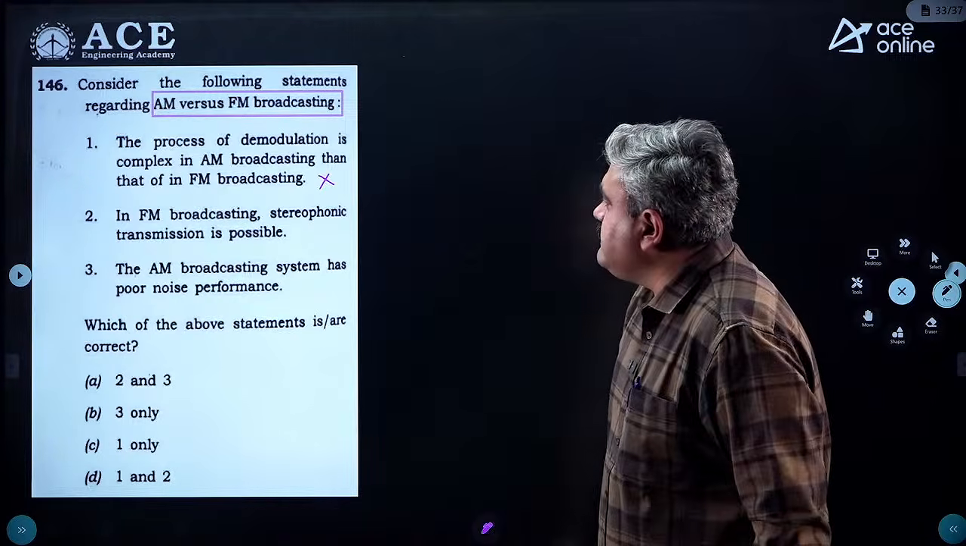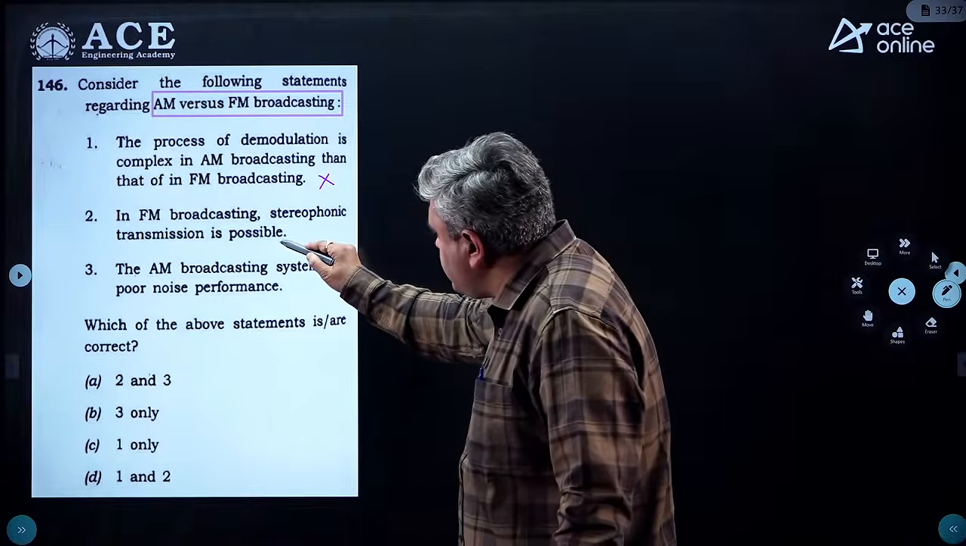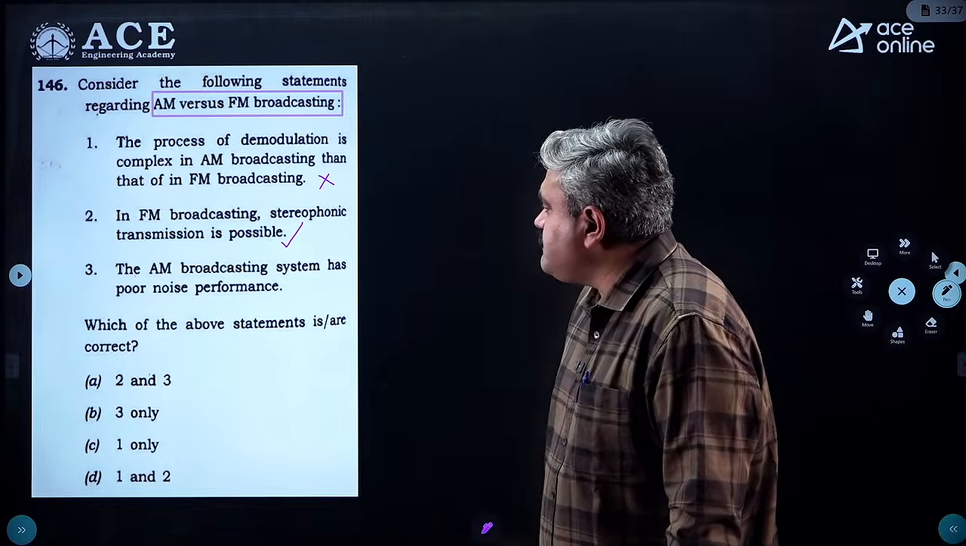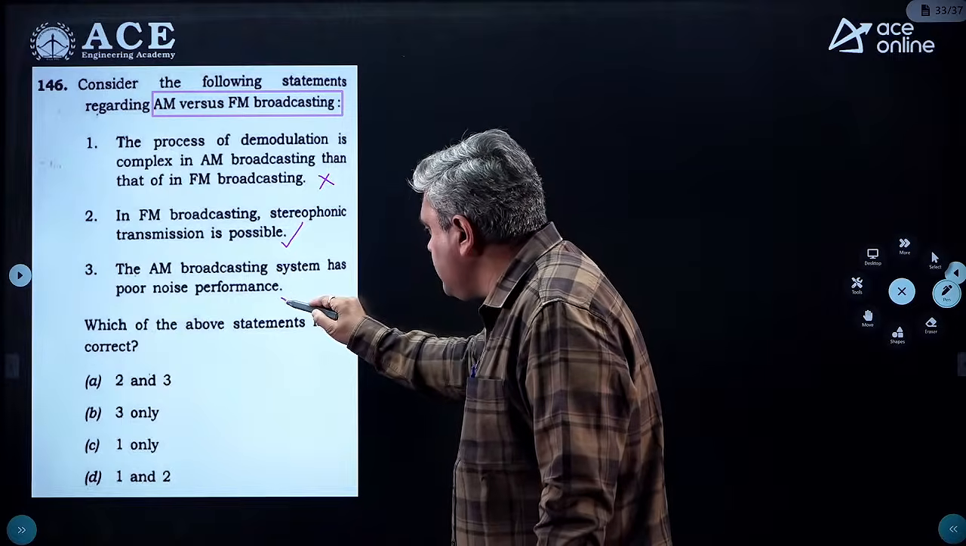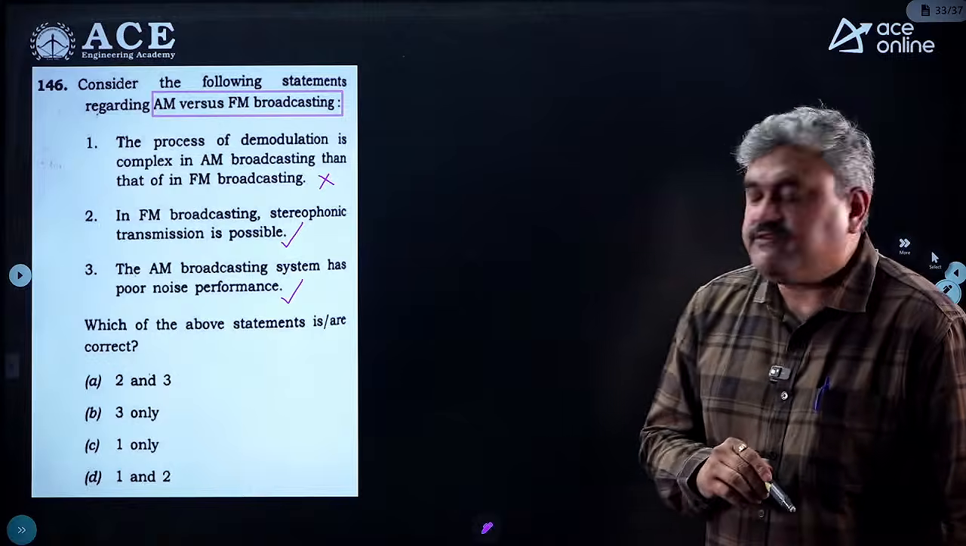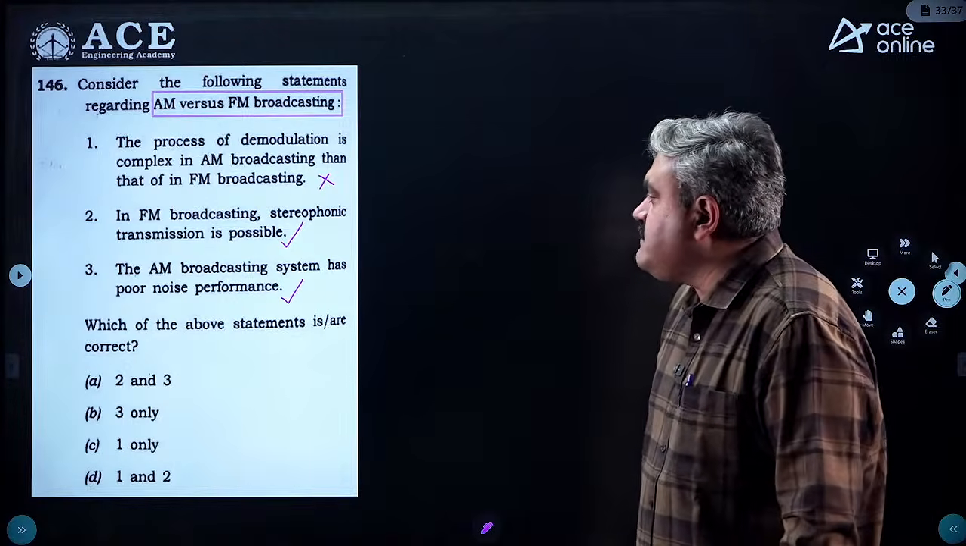In FM broadcasting, stereophonic transmission is possible. We are using it for wideband FM. It is absolutely true. AM broadcasting system has poor noise performance. This is also true because the figure of merit value for AM is the least when compared with any other modulation scheme. So which of the following statements are correct?